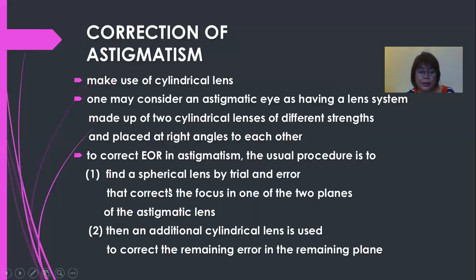So to correct the EOR in astigmatism, the usual procedure is to find a spherical lens by trial and error. You use a spherical lens, and then it corrects the focus in one of the two planes of the astigmatic lens. And then an additional cylindrical lens is used to correct the remaining error in the remaining plane. That's how you correct astigmatism.